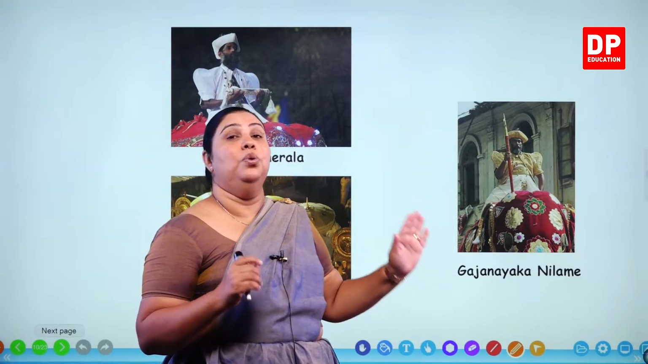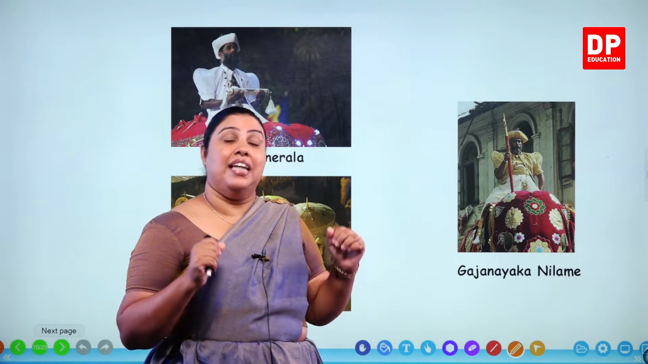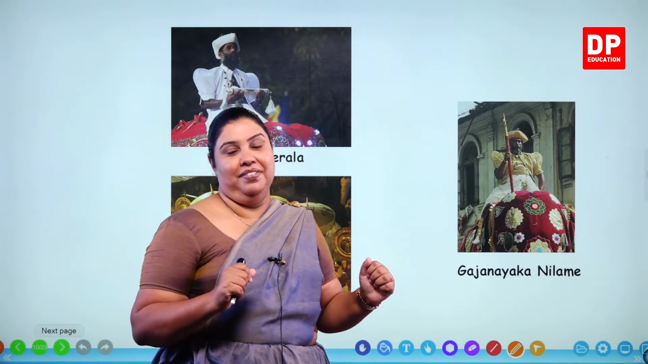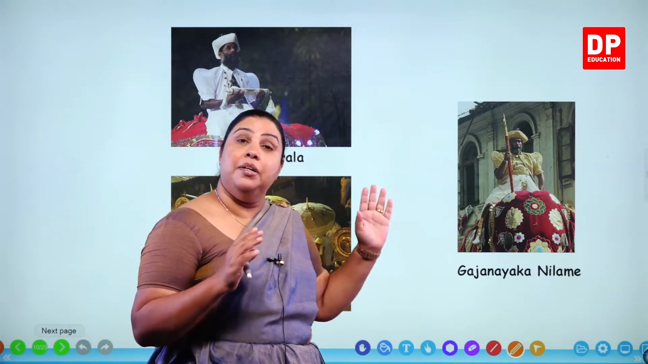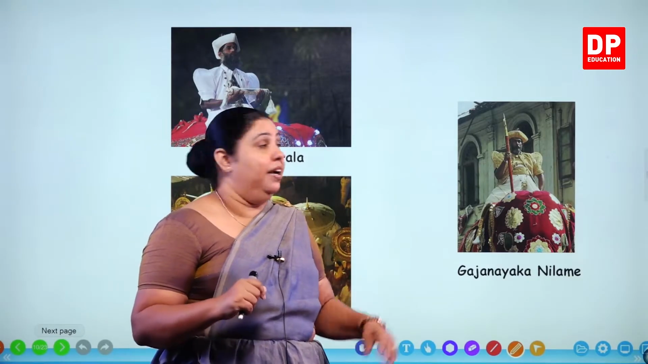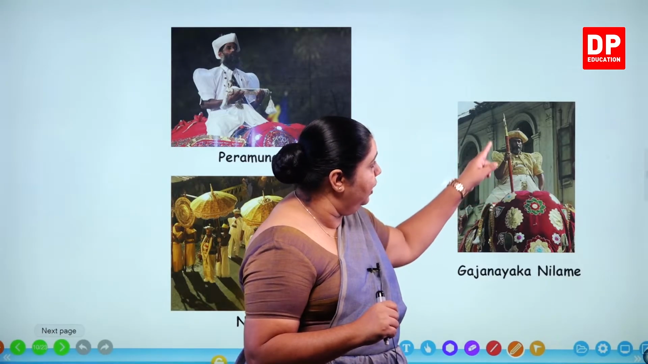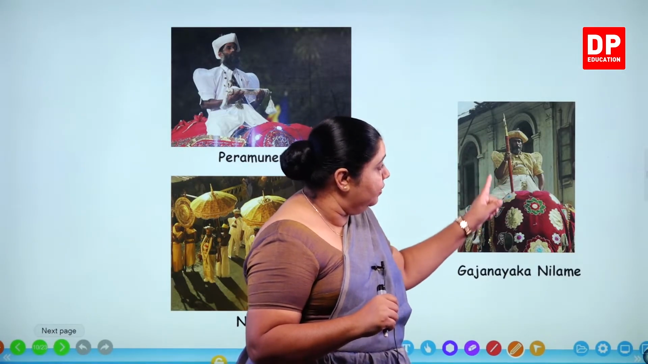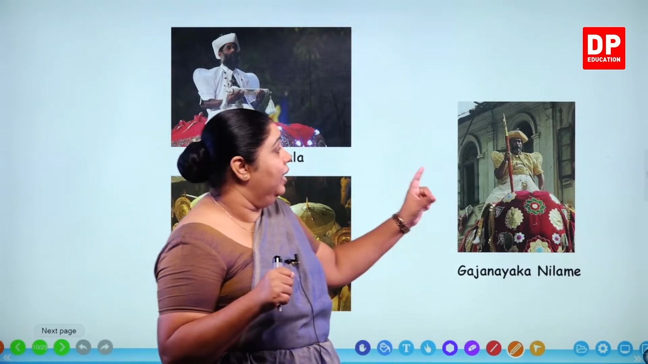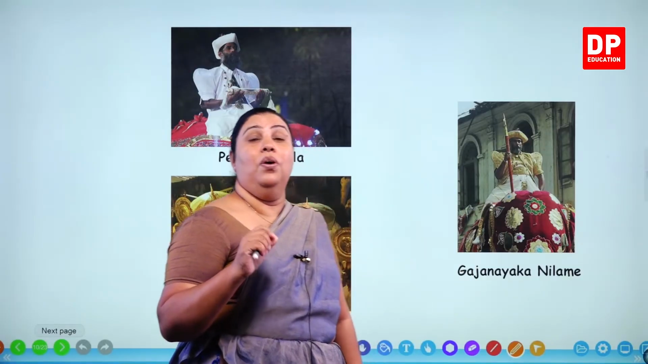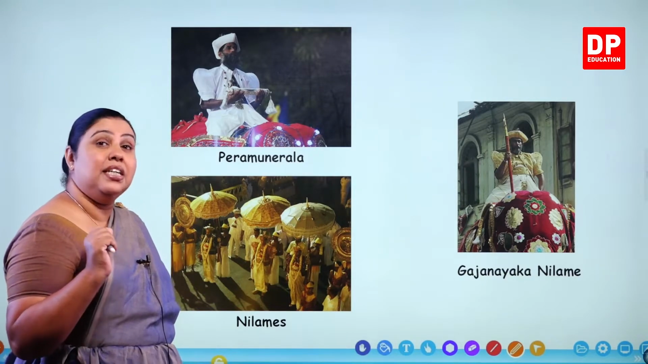He is the person who looks after them. He is responsible for all the elephants and the tuskers in the Dalada Maligava. So he is in charge of them, and he plays an important role in the Dalada Maligava. He is called the Gajanayaka Nilame. Can you see? He's holding this stick kind of a thing which looks after the elephants. That is a symbol that he owns all the elephants and the tuskers in the Dalada Maligava, and that he is the person in charge of them.